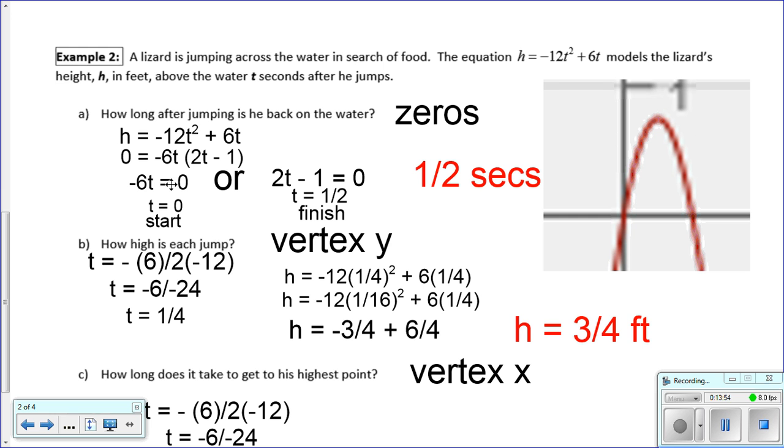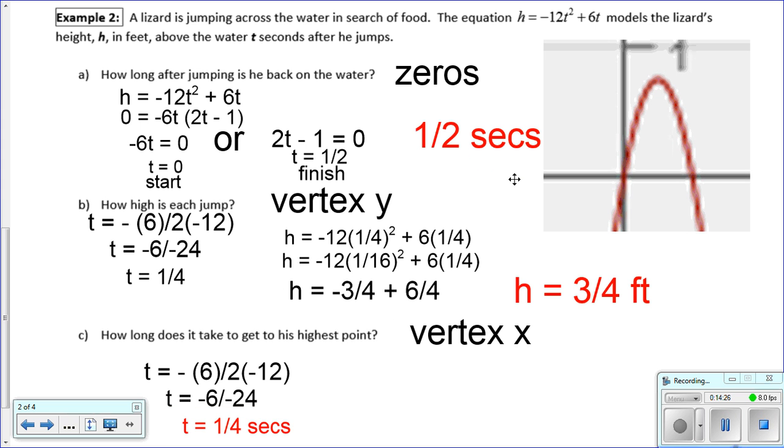So negative 6t equals 0. I solve for t. T equals 0. So that's where he started, at 0 seconds. Here, 2t minus 1 is my other factor. I set that equal to 0. I'm going to add 1 to both sides first and then divide everything by 2. So t equals 1/2. So he comes back to the water after half a second. That's where he finishes.